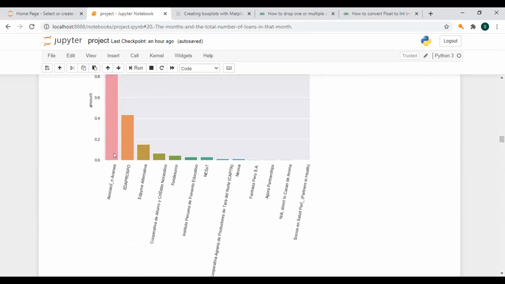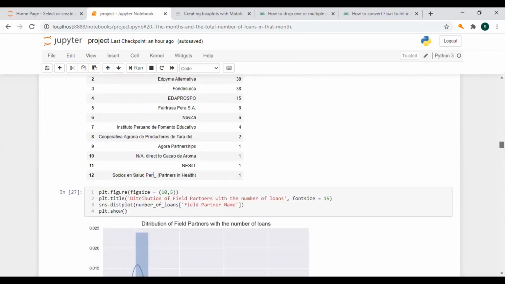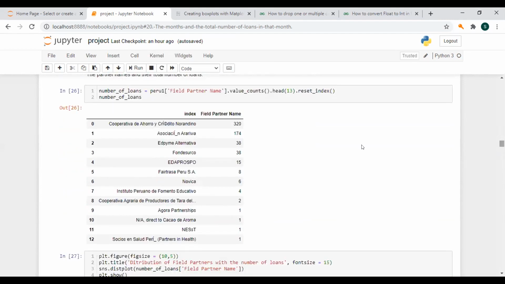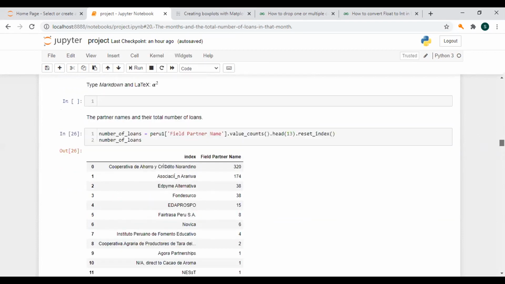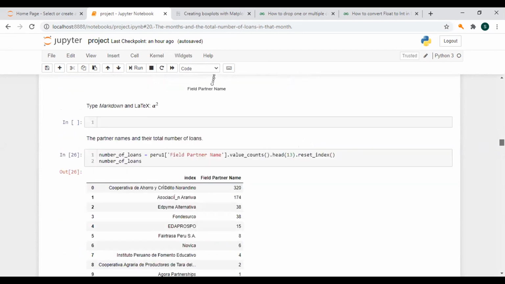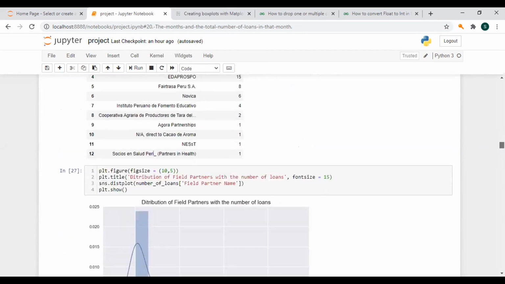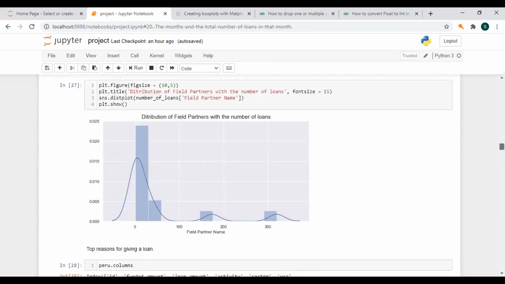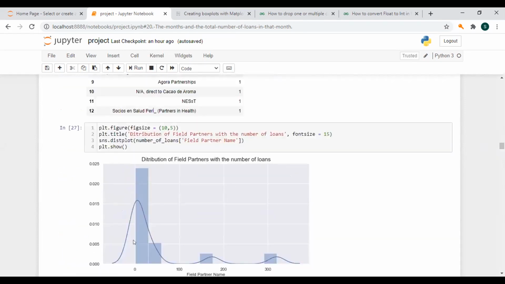I find that Social Ariwa was the leading, then Eda Prosper was following. Then here the index, the field partner name. I just realized it was the same question, but maybe just for that, it was more about distribution. So I did this plot with Seaborn. It was a fairly normal distribution, skewed kiasi.